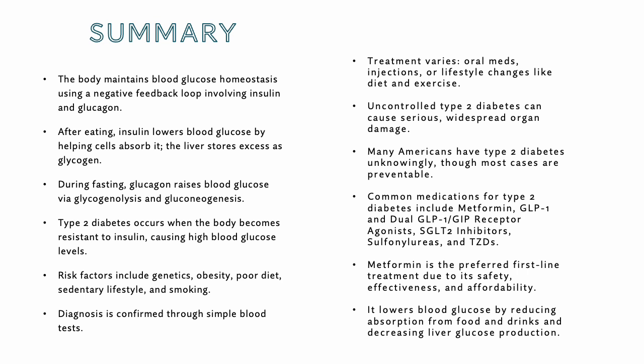Common medications include metformin, GLP-1, and dual GLP-1/GIP receptor agonists, SGLT2 inhibitors, sulfonylureas, and TZDs. Metformin is often the first choice due to its safety, effectiveness, and affordability. It works by reducing blood sugar absorption from food and decreasing sugar production by the liver.